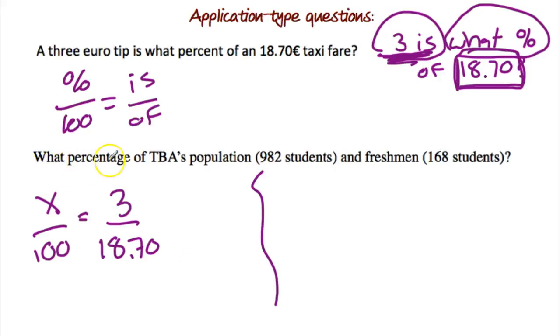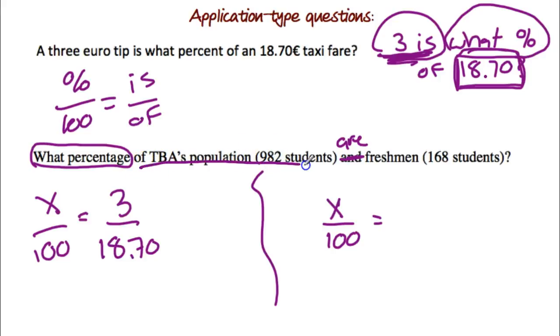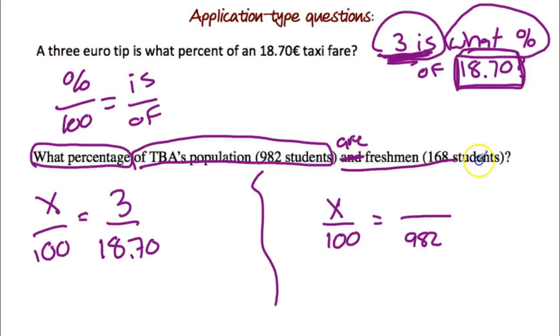All right, so the next one. What percentage of TBA's population, 982 students, are freshmen? All right, so this says what percentage. I'll circle that. I don't know the percentage, so that would be X over 100, right? Of TBA's population, there's of, and that's 982 students, right? So of 982, so that goes down here with the of. And our freshmen are, that's the plural of is, so that means the same thing. So are is, so I'll underline that, and we have 168. So go ahead, pause this video, and try to solve these.